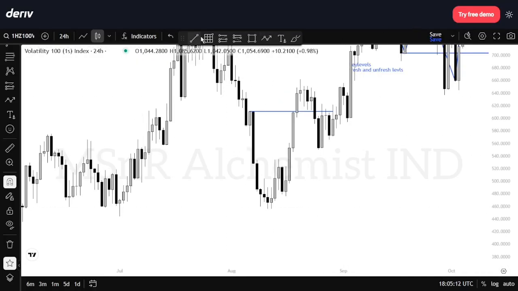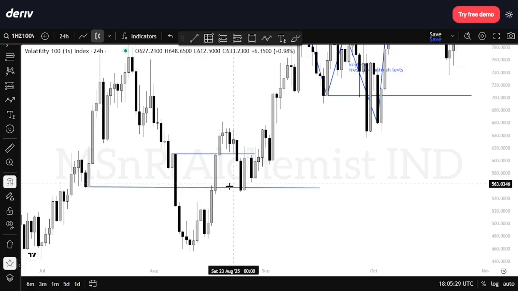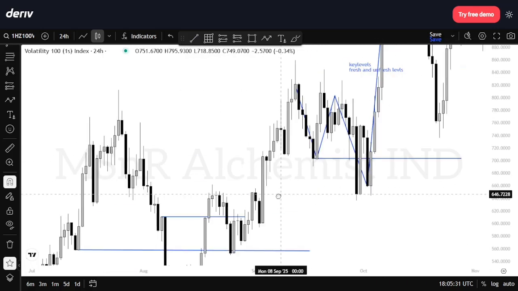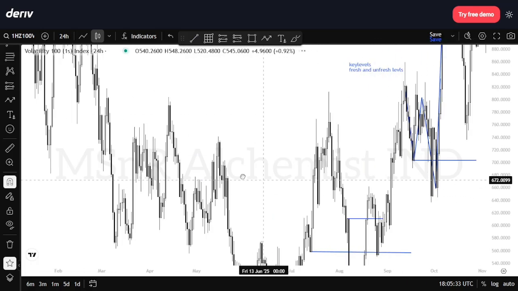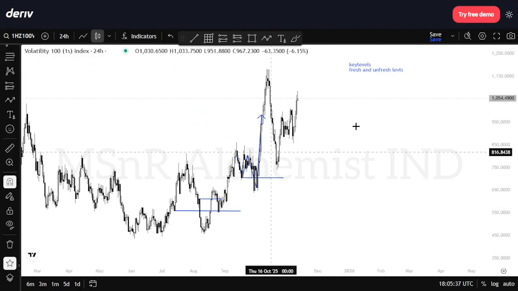See this. This is the support, right? This is a support, and it got broken, and it broke again, and when the market tapped here, see, we fly. So I think the key levels are clear to you now.